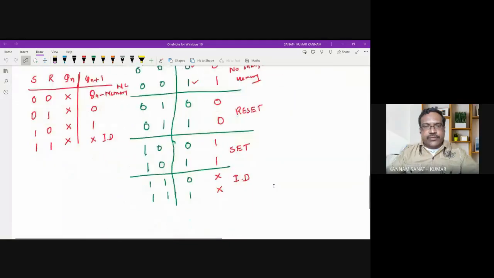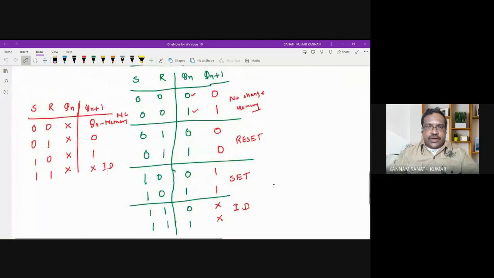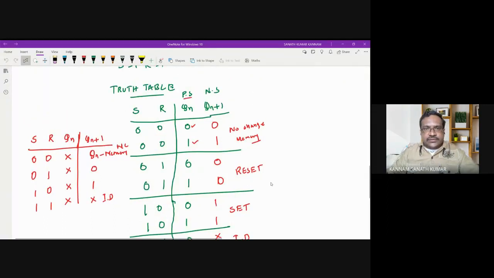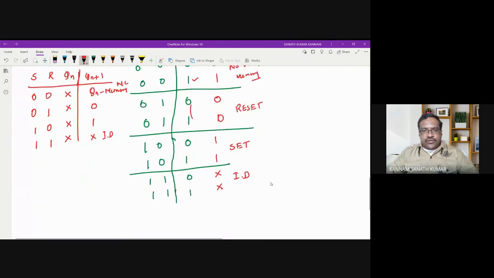In the truth table, see here, what is Qn? Qn is nothing but the present state. Present state is nothing but the previous outputs. Can we predict the previous outputs? We can't predict. So that's why I took the two values, that is 0 1. And here also 0 1, here also 0 1, here also 0 1.